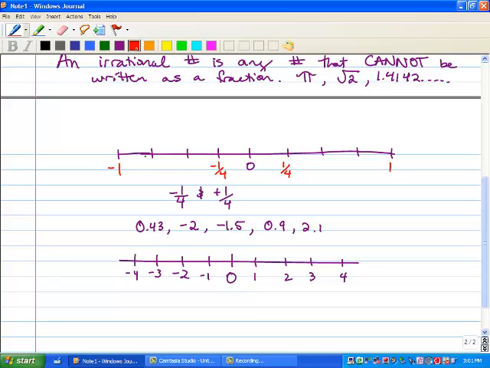All right, so let's put those in. Well, we have 0.43. That's going to be right about there. We'll just label these. And then -2. Oh, we know where that one is. That's B. -1.5. Oh, that's going to be right about there. 0.9. It's right around there. And then E is 2.1, and that's going to be right around there.